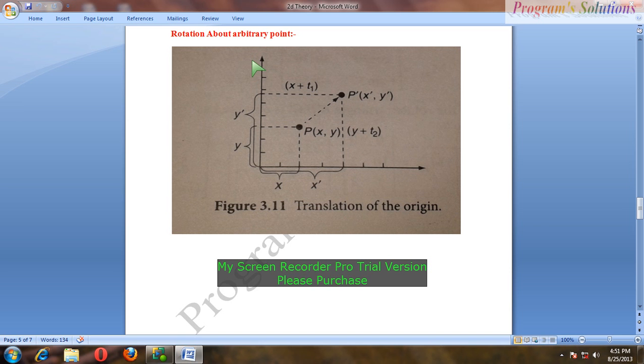Suppose we are given an image which is not present at the origin, then what do we have to do? In this case we have to transfer one point of the image to the origin, about which we have to rotate the image. Then we rotate the image, and again transfer the image back to its original position. Then we will get the image rotated about that arbitrary point.